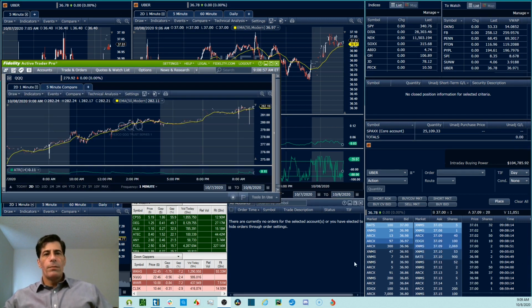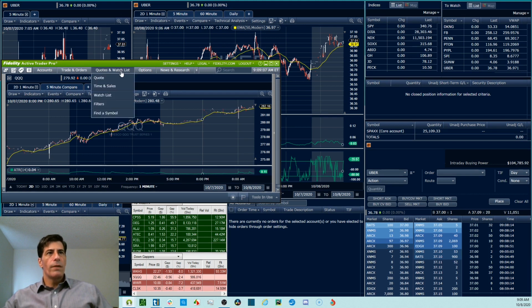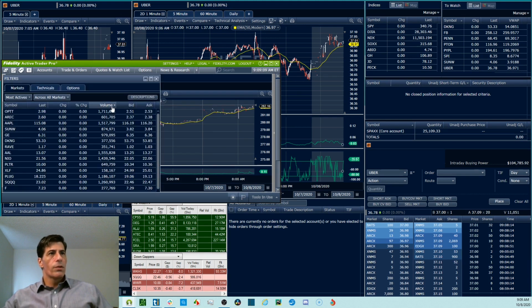So aside from using Trade Ideas, and I have that up here, I have some down gappers and up gappers with some filters set the way I like them. There's always the opportunity to go into Active Trader Pro if you're using Fidelity and go into filters early in the morning and look at, say, most actives. Here you're not going to see the change yet. This doesn't get populated until the open, but you will see the volume. So this will give you kind of a sneak peek before the open of what might be trading very heavily and something we could look at.